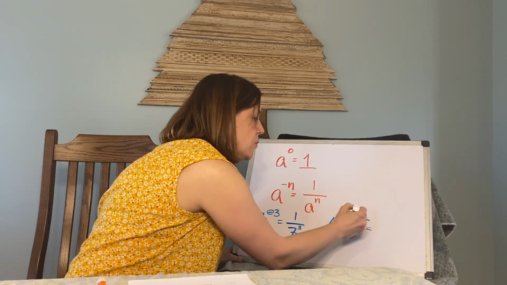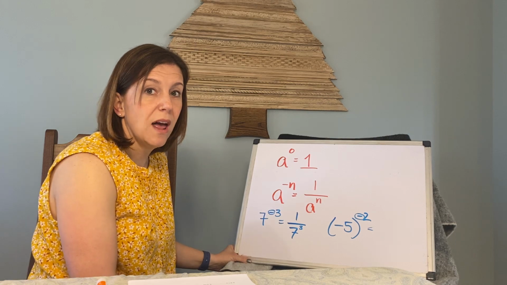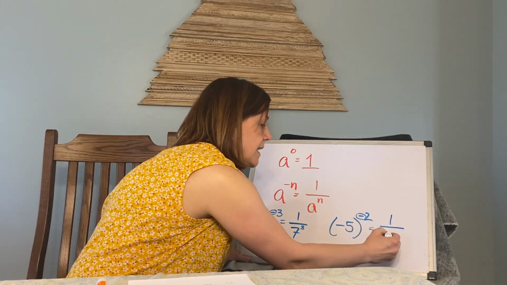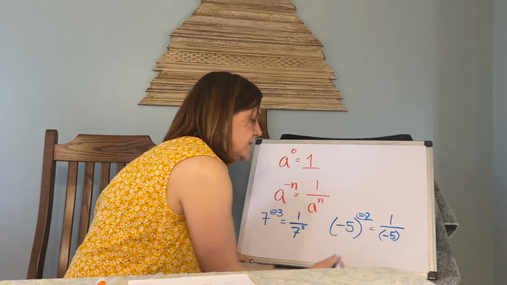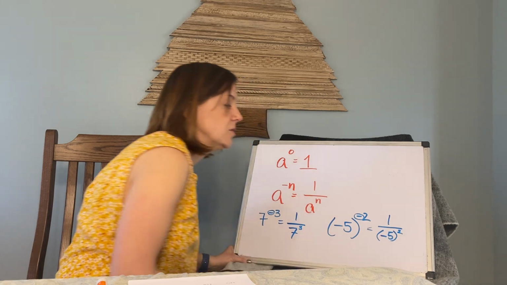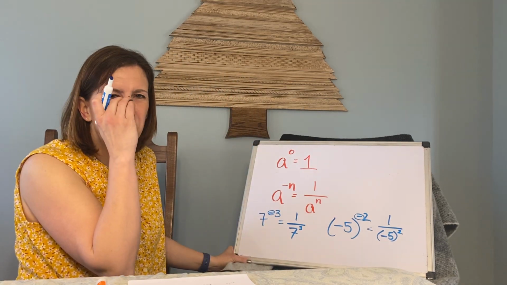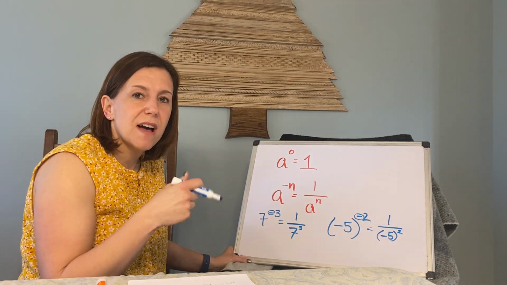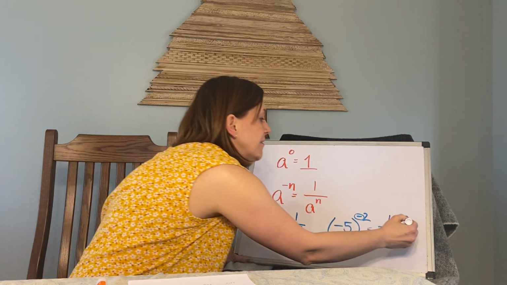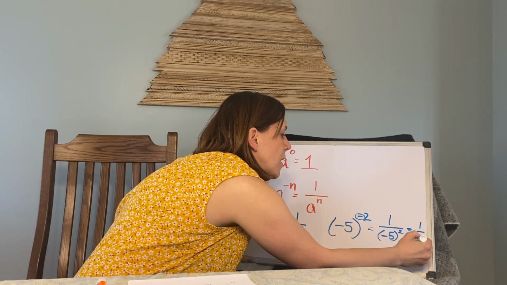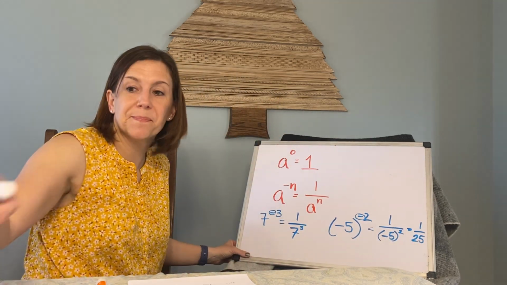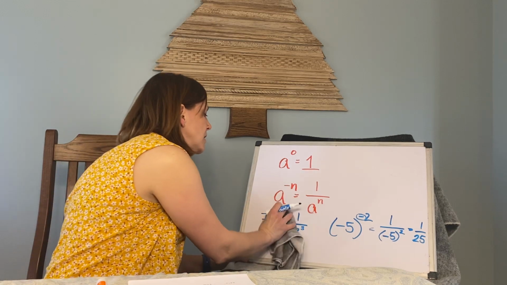As soon as I notice that negative exponent, I know I'm going to make it 1 over. That negative 5 is still going to stay in parentheses, but my negative 2 exponent is now going to become positive 2. Well, then I can simplify that. Negative 5 squared is negative 5 times negative 5. So my answer here is 1/25. Okay? Let me do one more.